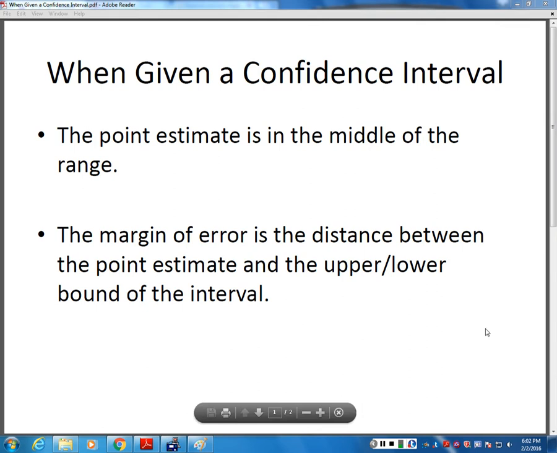Also keep in mind that the margin of error is the distance or the difference between the point estimate and the upper bound of the interval. It's also the difference or the distance between the point estimate and the lower bound of the interval.